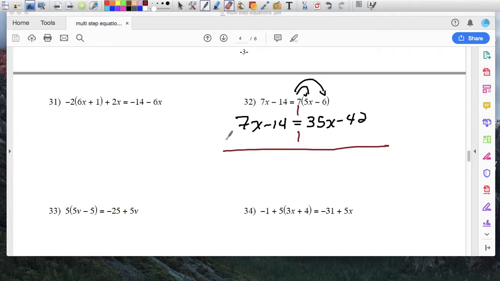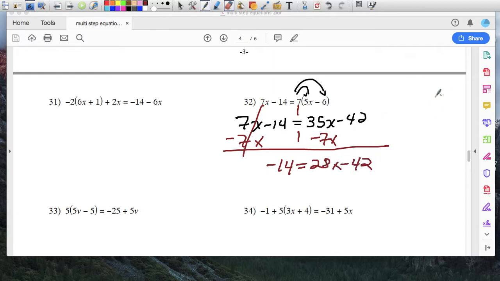There's a variable on both sides, so get rid of this guy. Minus 7x, and then minus 7x here. These two go bye-bye. Negative 14 comes down. 35 minus 7 is 28x, and minus 42.